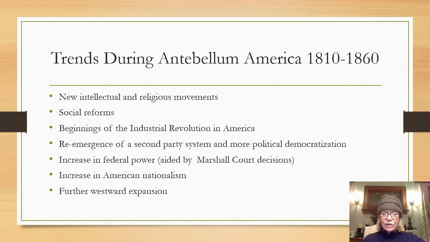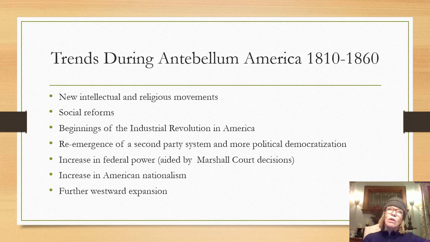We get a second party system with the emergence of the Whig Party. You're also going to see the emergence of the Republican Party, and they win their first presidential election at the end of this period in 1860 with Abraham Lincoln. That's also the beginning of the Civil War. There's also an increase in federal power rather than at the state level. This was aided significantly by the tenure of John Marshall as the Chief Justice of the Supreme Court.